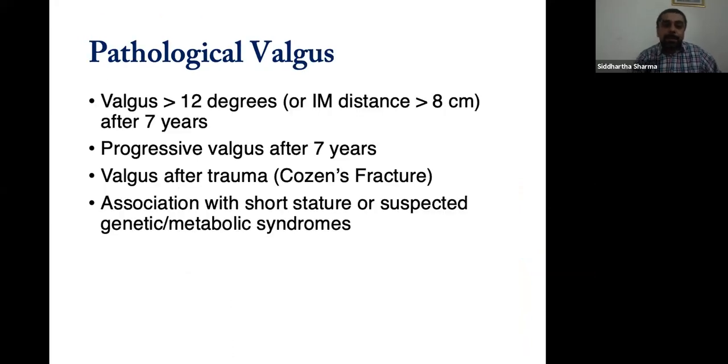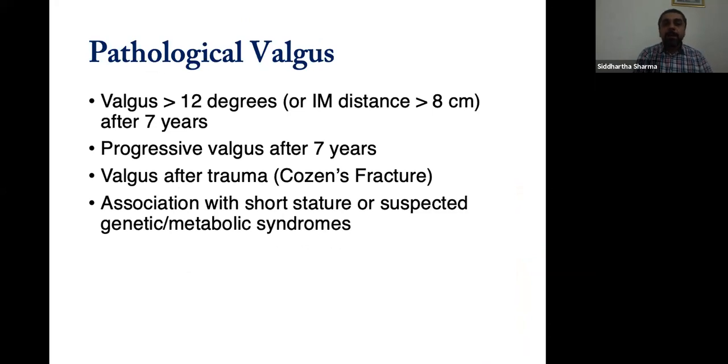Now you can have pathological valgus as well. So valgus more than 12 degrees. Now mind you, 12 is a cutoff figure. 13 does not necessarily mean it is abnormal. You have normograms for this, but as a general rule, any valgus more than 12 degrees or an intermalleolar distance more than 8 centimeters after 7 years should raise suspicion of a pathology.